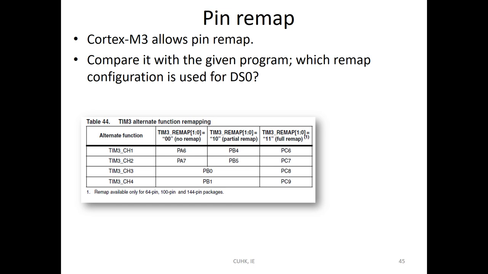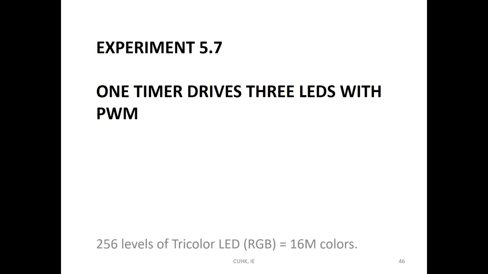Now, the output pin, the default pin is here. Then we will use the remap function to remap the output pin to here. Then we will use PC6, PC7, and PC8 to drive three LEDs. How to drive three LEDs? Use the PWM. You can use 256 levels to drive the RGB LED. Then actually we can make 16 million colors.